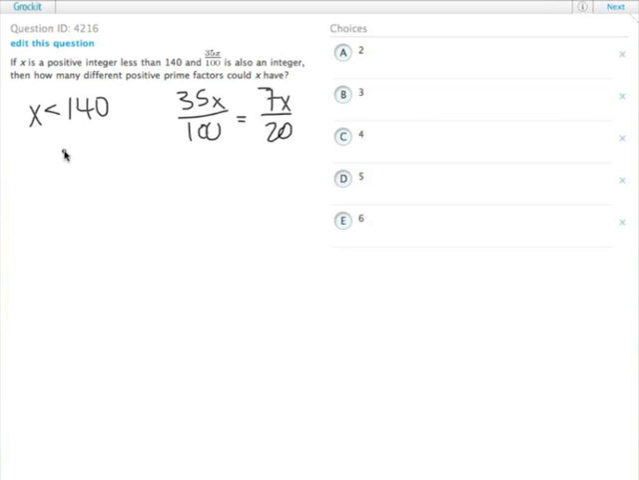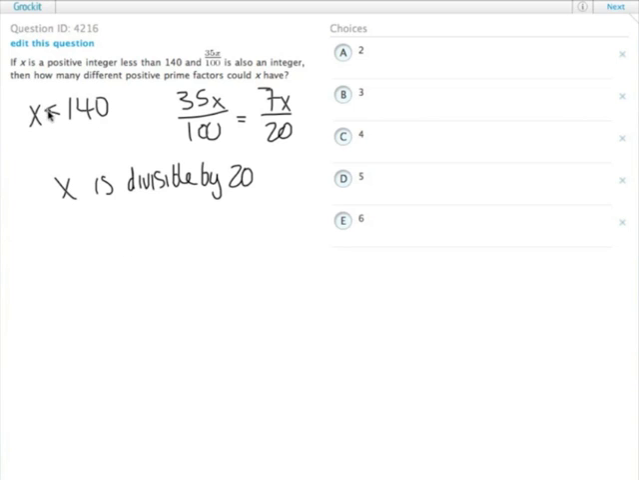Also, x is an integer. So if 7 times x is divisible by 20, that must mean that x is divisible by 20. There's no way that 7x divided by 20 could be an integer if x itself were not divisible by 20. So that means x is a multiple of 20.